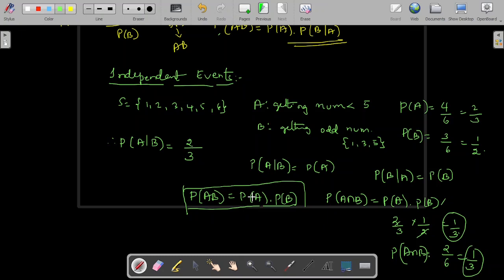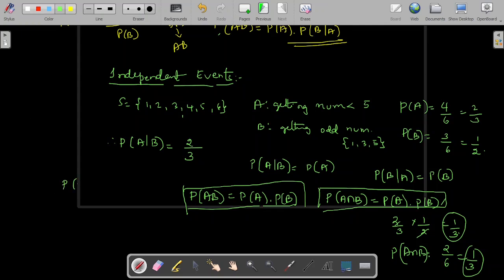So whenever you are given two events, how will you check whether they are independent or not? You have to make use of this formula. Find P of A intersection B, then find P of A into P of B. If both are the same, then the events are independent. Otherwise the events are not independent.